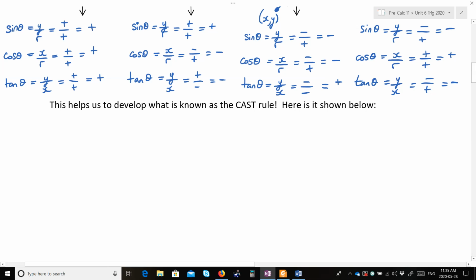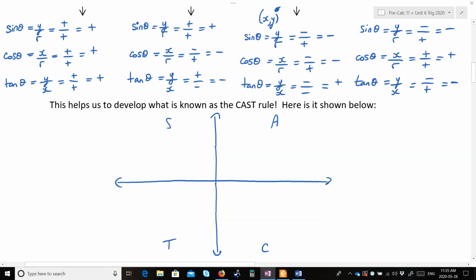Okay, and so this helps us to develop what is known as the CAST rule. Here it is shown below. And the CAST rule goes like this: C-A-S-T. And that comes from the following. Notice, guys, in the first quadrant, this first column that we did, all of the trig ratios were positive. So the A stands for all.